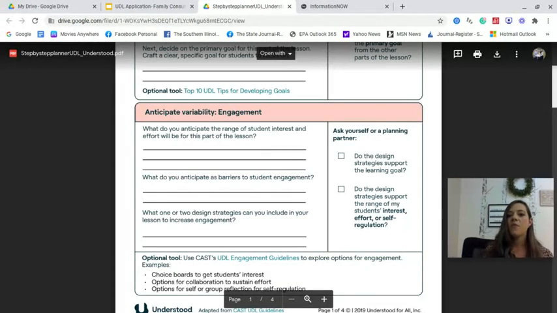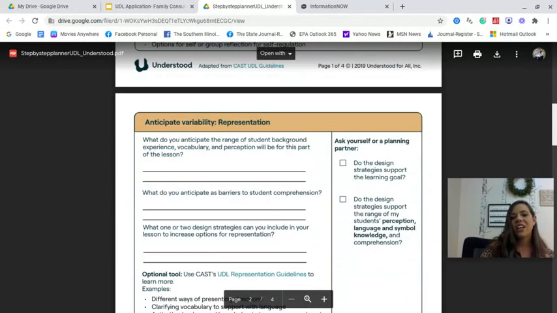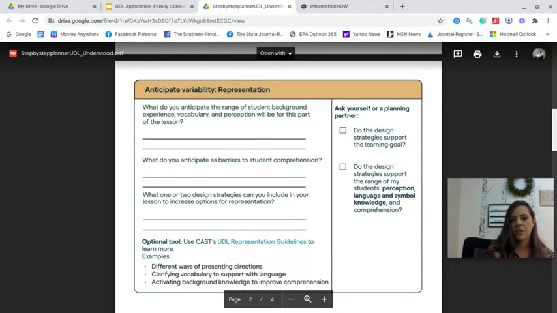Okay. So now ask your planning partner, do you design the strategies to support that goal? So go back up to that first step and think about, is your engagement really supporting what you're wanting to focus on? And then continuing on with representation, okay, what do you anticipate for the ranges of the students' backgrounds and experiences? As we all know, this is a really cool idea where some of our lower income and lower functioning students who have been functioning as an adult at home have that kind of advantage of already knowing how to do some of these things. And so, what are some anticipated barriers to student comprehension?